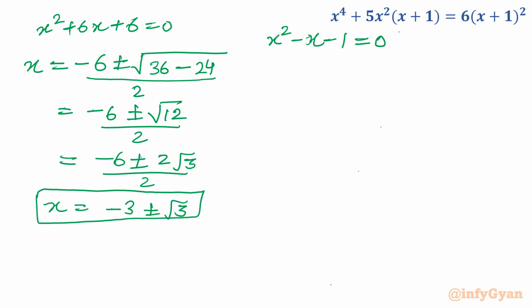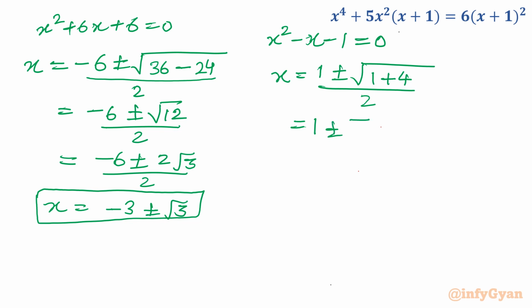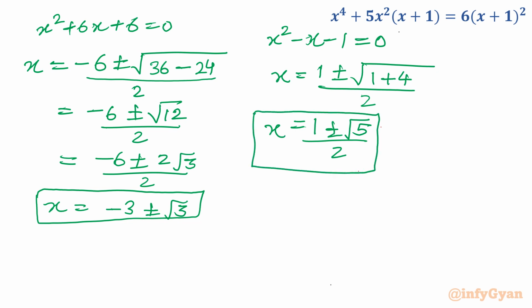Now let's find out what we are getting here. x is equal to minus b, so 1, plus minus square root of b square, 1, minus 4ac, plus 4, divided by 2. Then I will write 1 plus minus root 5 over 2. So here we again have two real solutions. So there are a total of 4. This is method number 1.